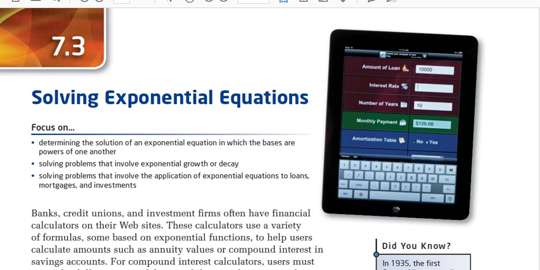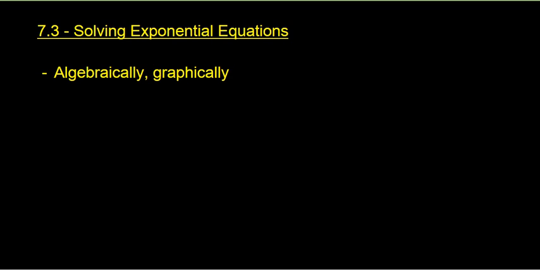Alright, so 7.3 is solving exponential equations. Now, we know about exponential equations, right? That's in the form of y equals c to the power of x, and we talked about the parameters in 7.2 as well. If we're asked to solve that, then what that means is we are given this, let's say c is 2, and I say, okay, well, I've got 64 here, and I want to know what the x is.